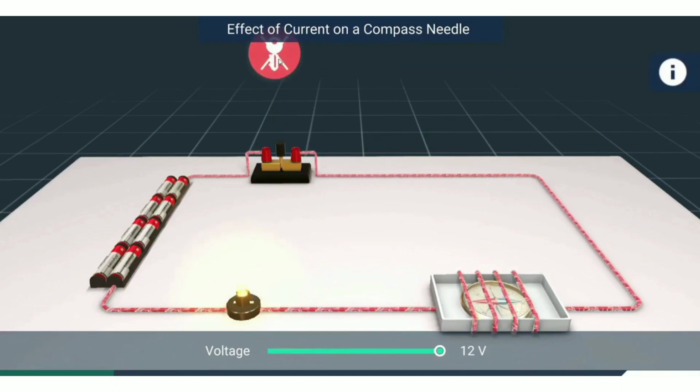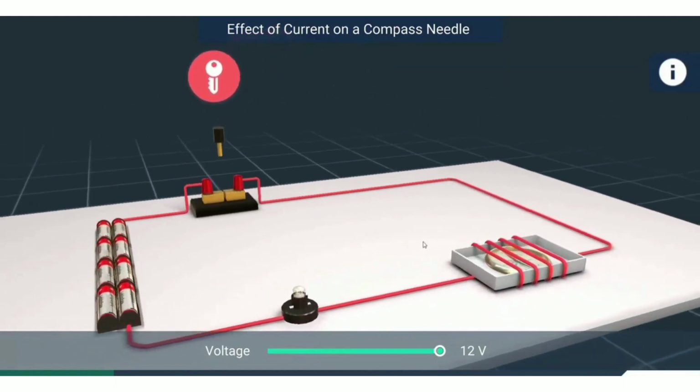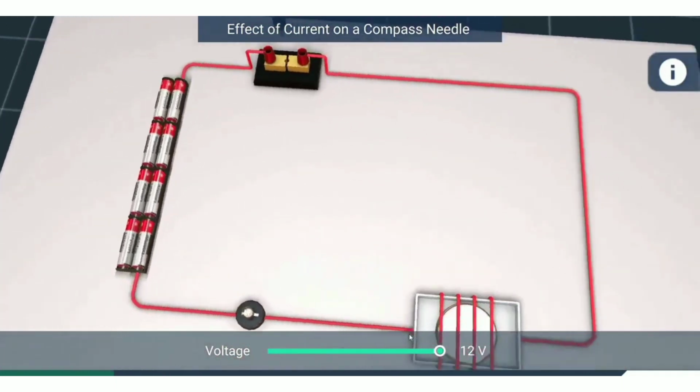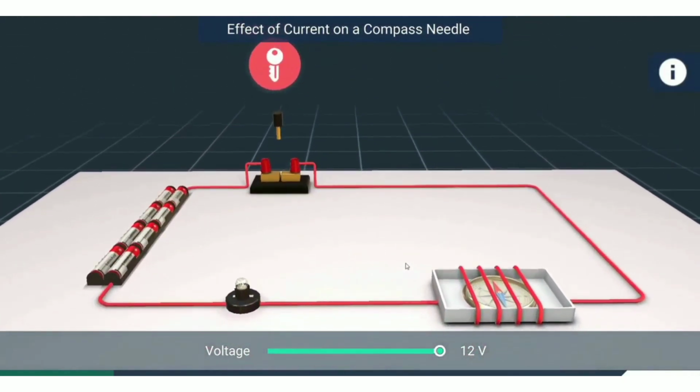In this activity, we have seen that the compass needle gets deflected when the current flows in a nearby wire. This means that there is a magnetic field created around the compass when current is passing through. So, when electric current passes through a wire, it behaves like a magnet. This is the magnetic effect of electric current. Thus, we find that electricity and magnetism are related.